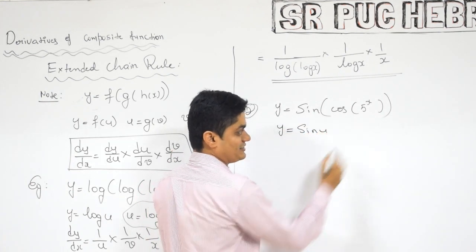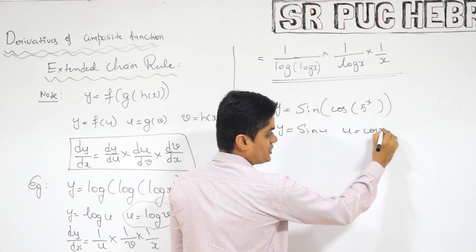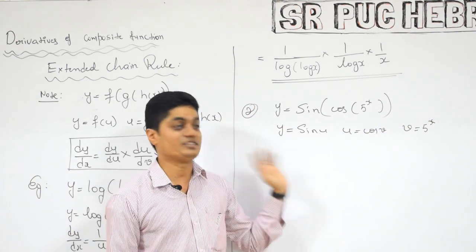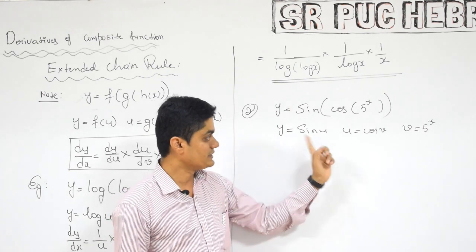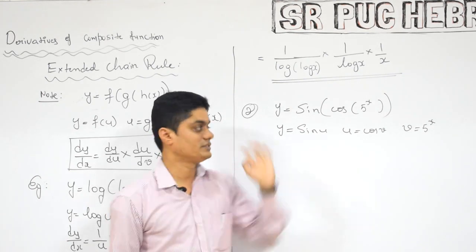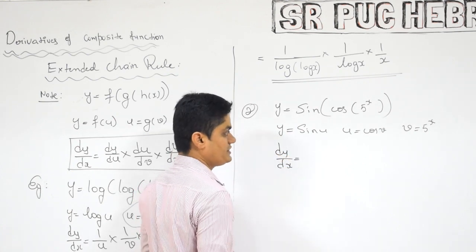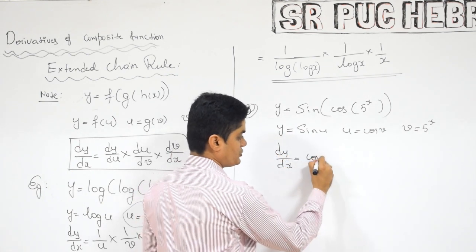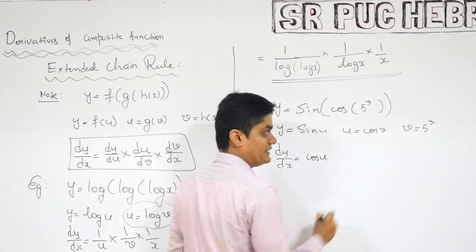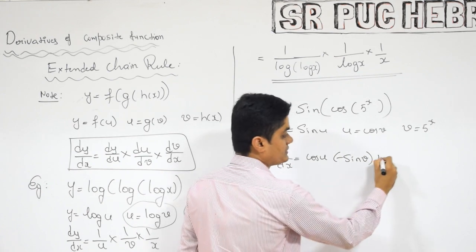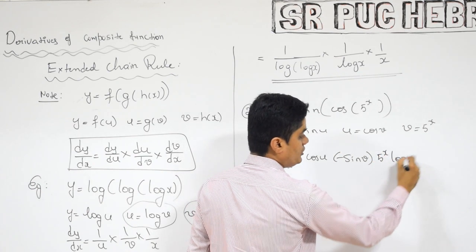Sin u, where u is equal to cos v, and v is equal to 5 power x. Now definitely you can see which 3 functions are combined: sin, cos and 5 power x. So, extended chain rule. Differentiation of sin u is cos u. Differentiation of cos v is minus sin v. Differentiation of 5 power x is 5 power x into log 5.